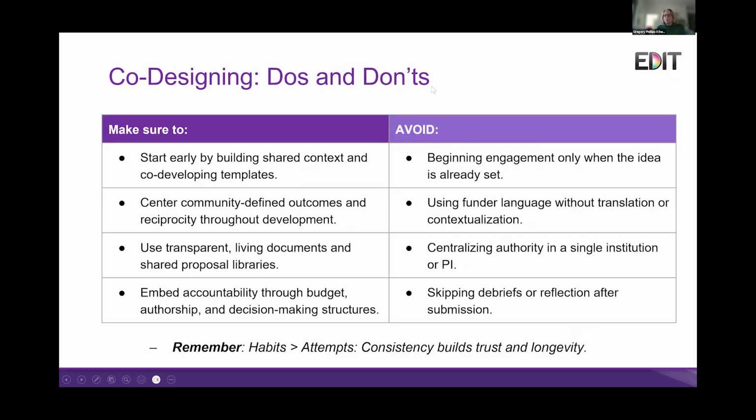So just wrapping this piece up with the do's and don'ts for co-designing, you want to make sure you start early. So even before you write a grant proposal, you want to start by building shared context and co-developing templates. You want to center community-defined outcomes and reciprocity throughout the development process. Not just do it at the beginning, not just do it at the end, but throughout the entire proposal development process.